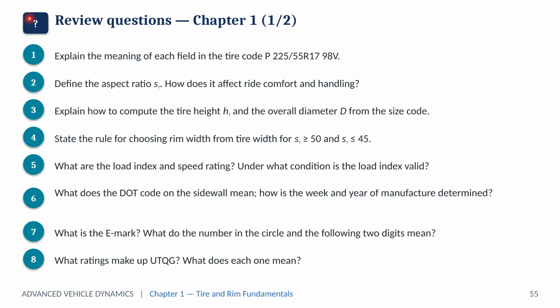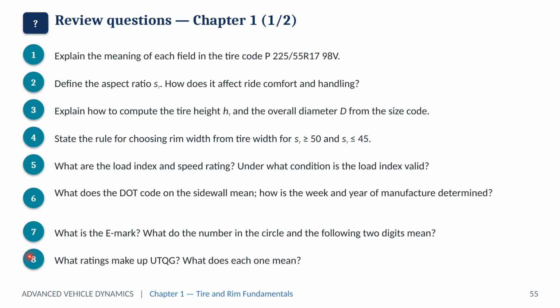Here are the first 8 review questions. Question 1. Explain each field in the tire code P225, 55, R17, 98V. Question 2. Define the aspect ratio and its effect on ride comfort and handling. Question 3. How to compute the tire height and the overall diameter from the size code. Question 4. The rim width rule for aspect ratio at least 50 and at most 45. Question 5. The load index and the speed rating and the condition under which they are valid. Question 6. The DOT code and how to find the week and year of manufacture. Question 7. The E-mark.